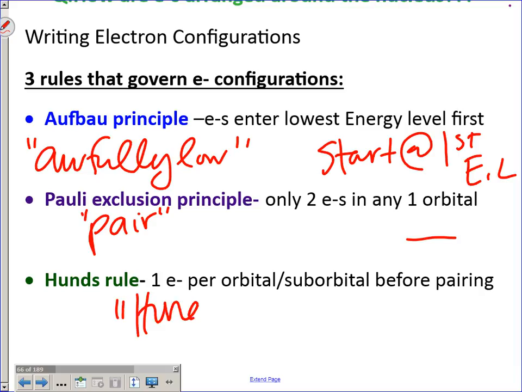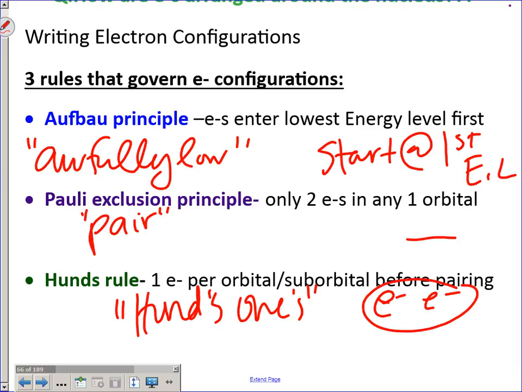Hund's ones rule. My AP students still say this. We're doing this right now in AP. Hund's ones rule: if you have an option and you don't have to fill up an orbital because you've got space in the whole entire subshell, electrons are negative, right? Electrons do not want to be next to each other unless they absolutely have to live together.